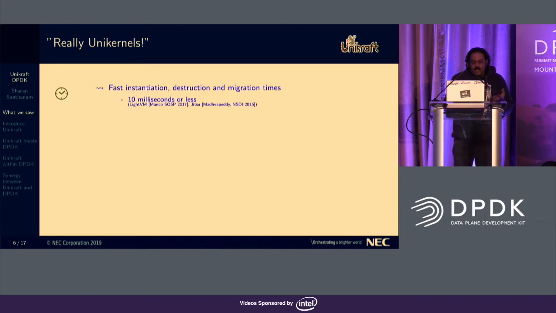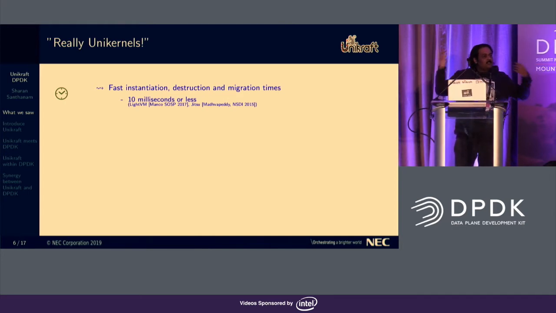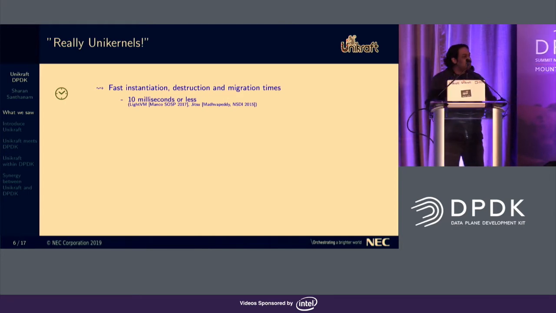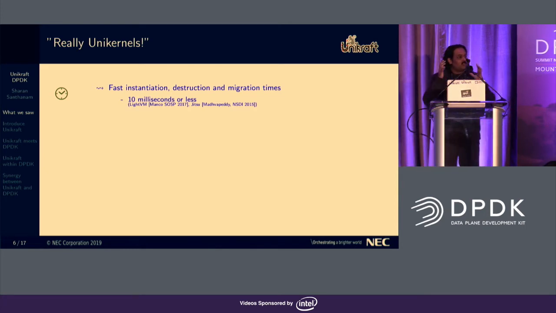In one of our publications, on LightVM, we showed that we can spin up a unikernel in as little as 3 milliseconds, and if you start spinning up more unikernels, it goes up to a maximum of 700 milliseconds, for about 8,000 odd unikernels running inside a single machine.